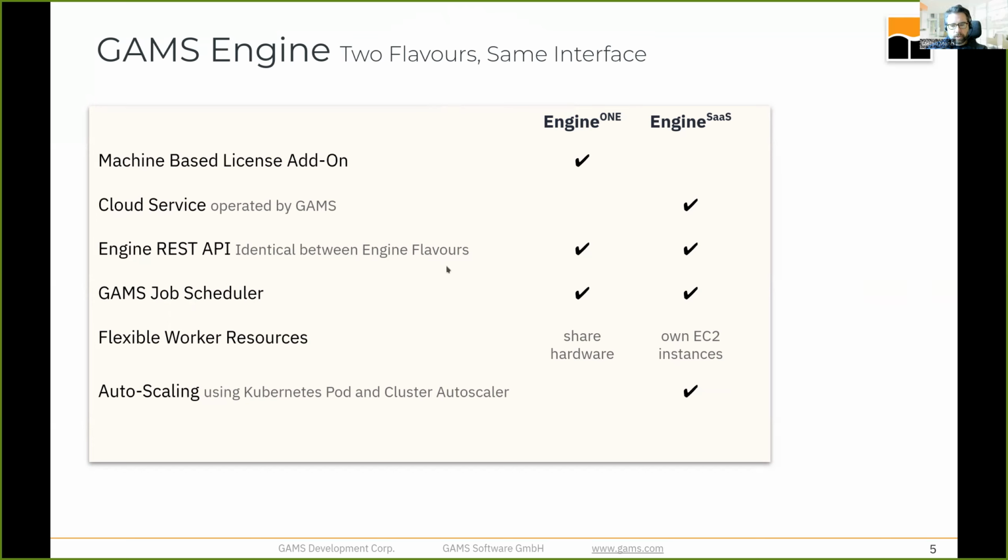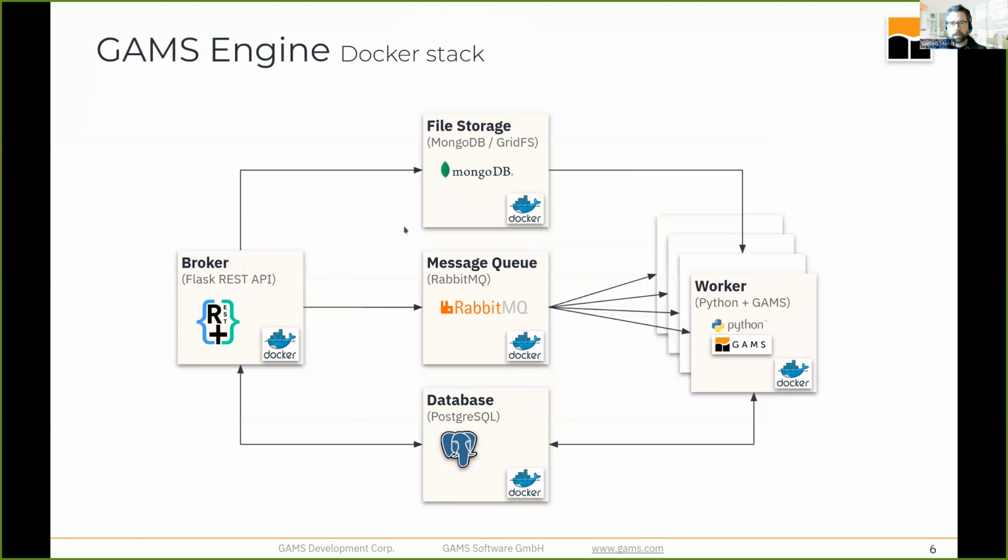And since we use Kubernetes to control this AWS cluster, we get auto-scaling, which means we can spin up as many EC2 instances as are required for the job at hand. Engine is realized as a stack of Docker containers, which communicate through an internal Docker network. If we start on the left here, you see the broker container that provides the REST API and also all the bits that are required for the graphical user interface. There's an Nginx server in here that provides the user interface.